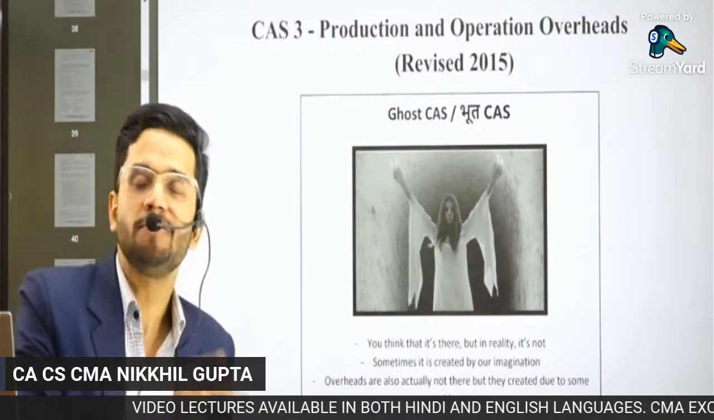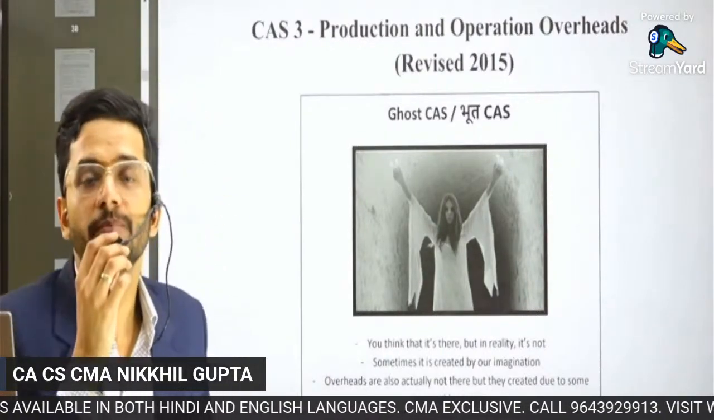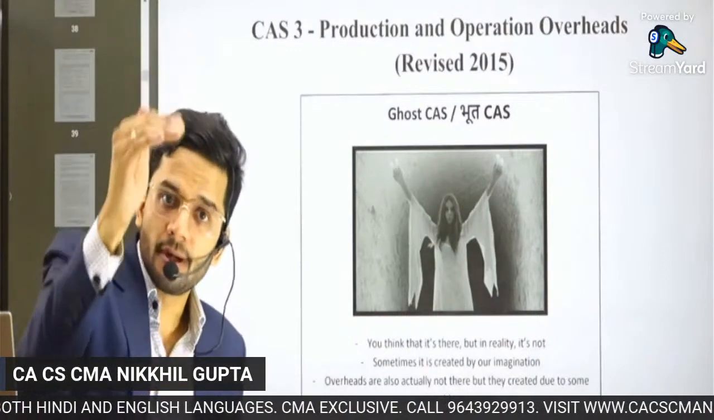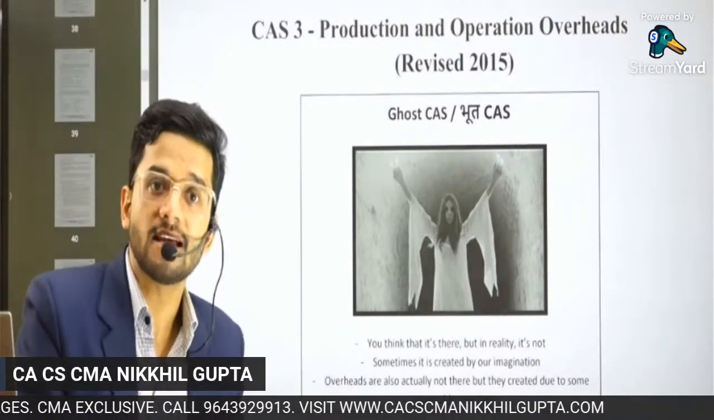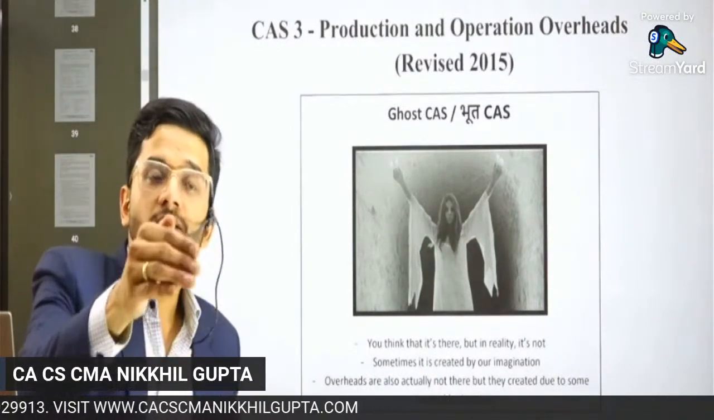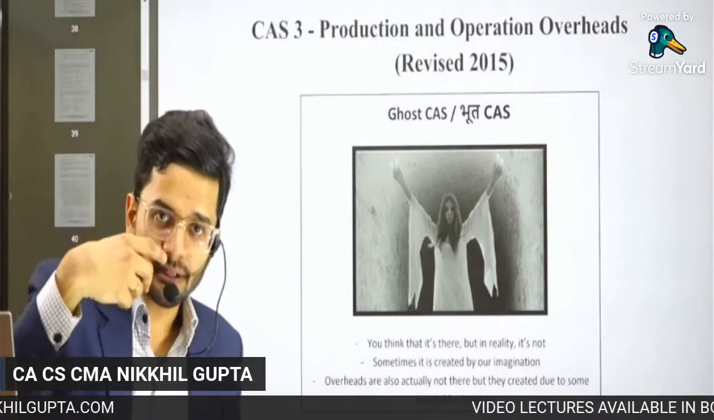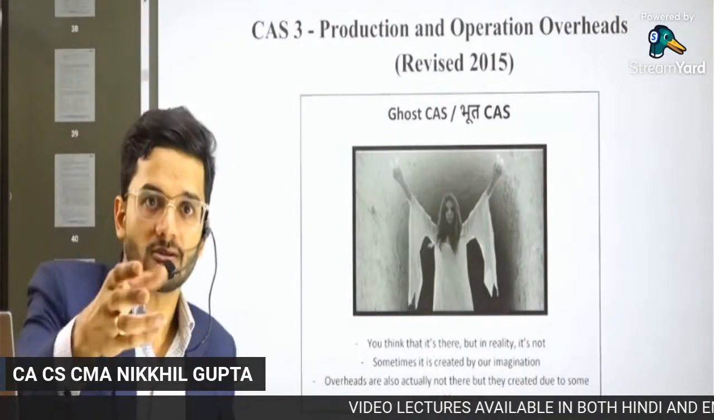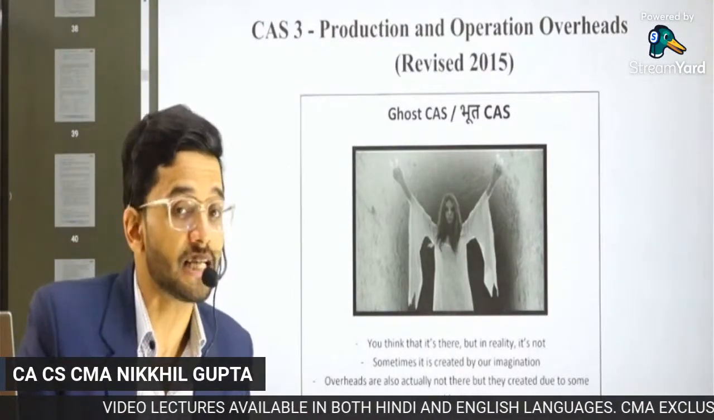So guys, overheads means any expenditure which is not directly allocable to a particular cost center, and it relates to multiple cost centers. Overheads are the indirect expenses that are not directly allocable to a particular cost center, and they will be indicative of multiple cost centers. So cost which has been incurred for multiple cost centers is known as overheads or indirect expense.